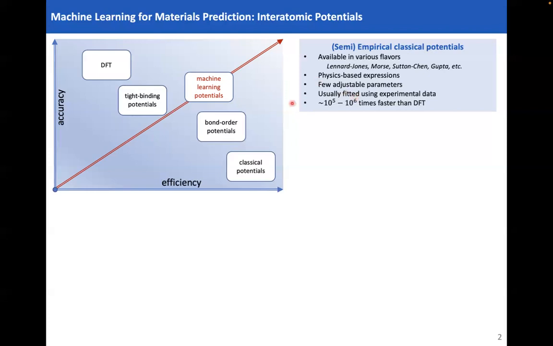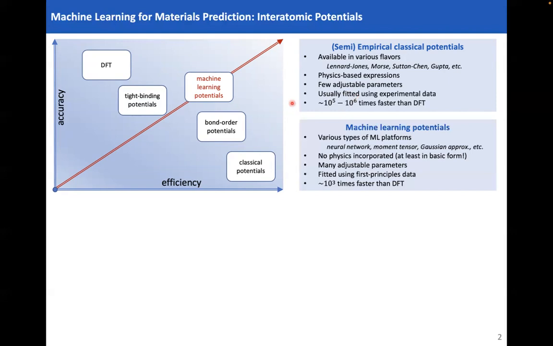But in this particular context, machine learning potentials over the past almost 15 years have been introduced, developed, and applied in various forms, including neural networks, which are a basic form of machine learning, or the traditional forms, moment tensor potentials, Gaussian approximations, and so on. The point with machine learning potentials is that unlike classical potentials, they don't have physics.